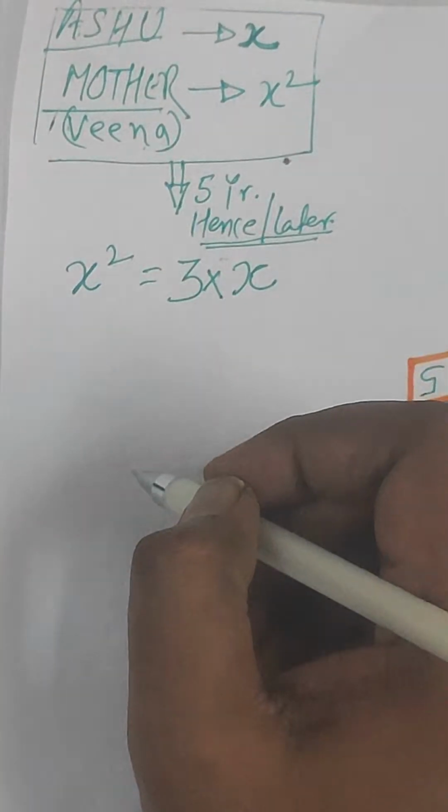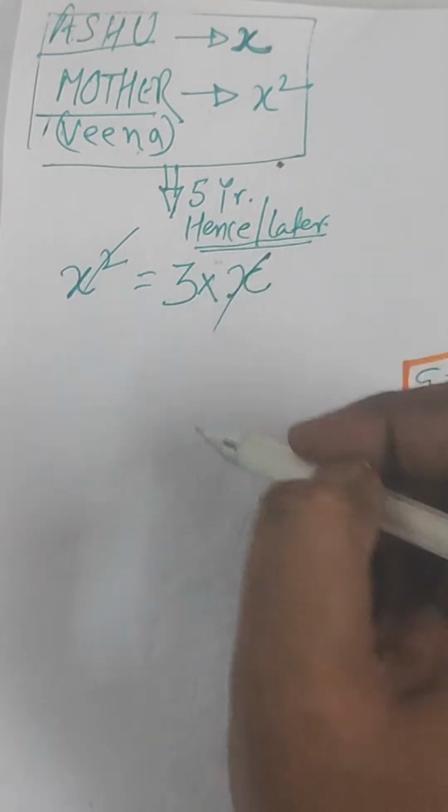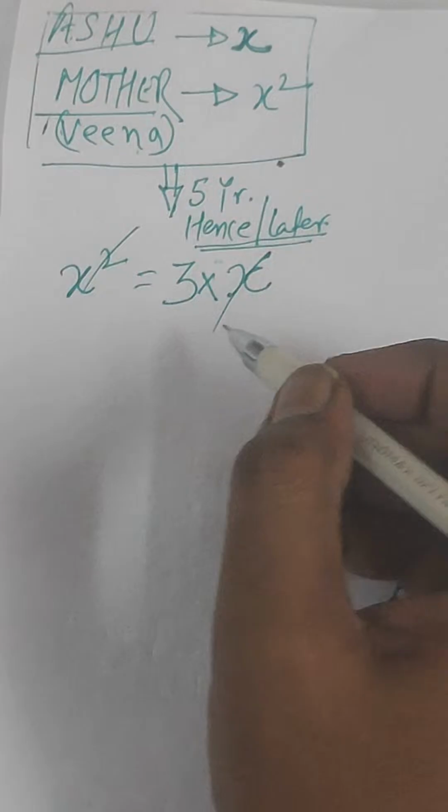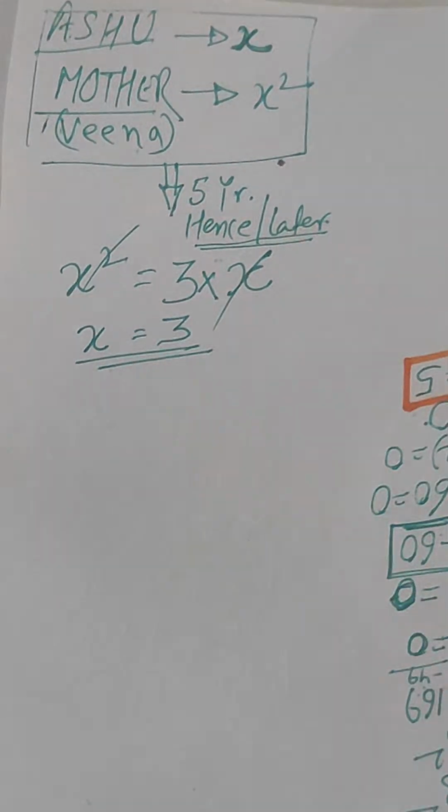Oh, it's a very simple question. You can just cancel. Here x and x will be cancelled, and here you can get x equal to 3. So it's a very easy question.